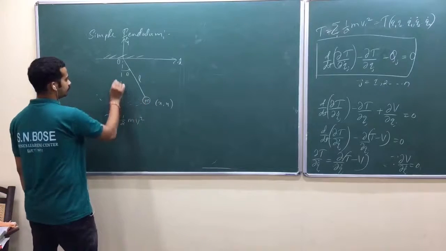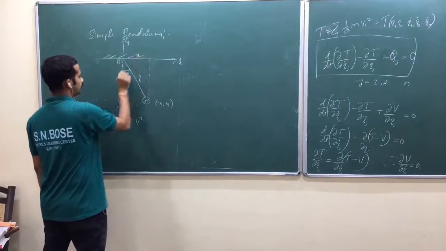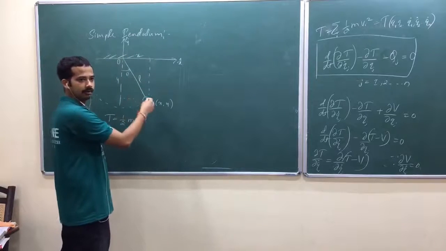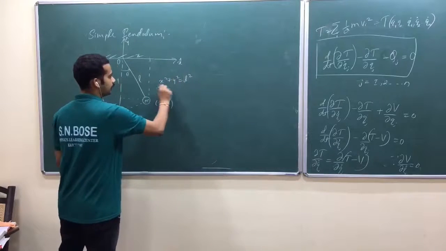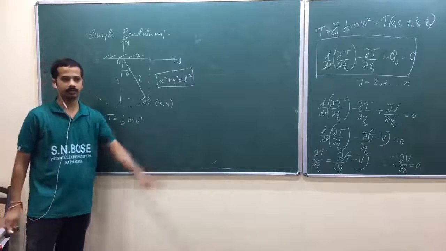So, what is this one? This is y. What is this one? This is x, am I right? x square plus y square equal to L square. That's your Pythagoras theorem, am I right? So x square plus y square is equal to L square. They are related. They are not generalized coordinates and you can't apply your theorem.